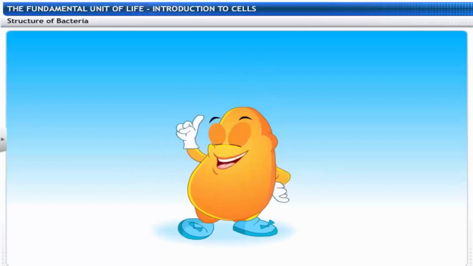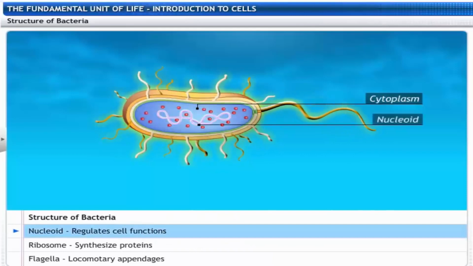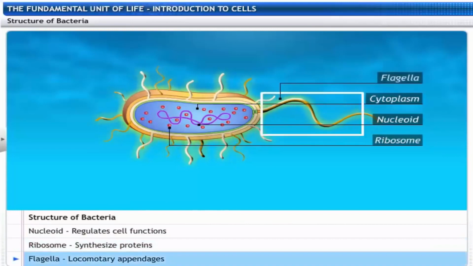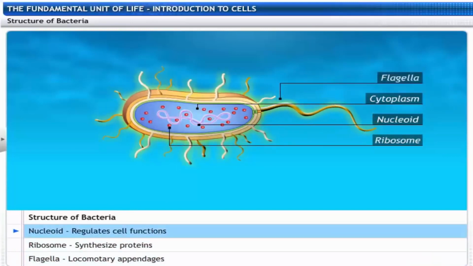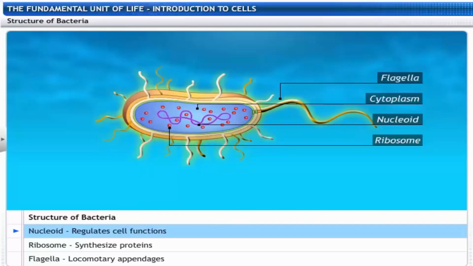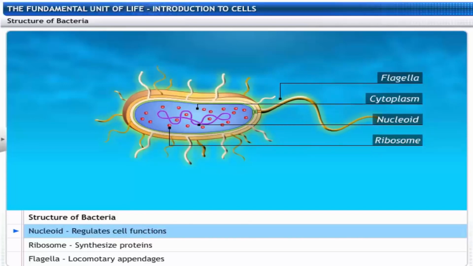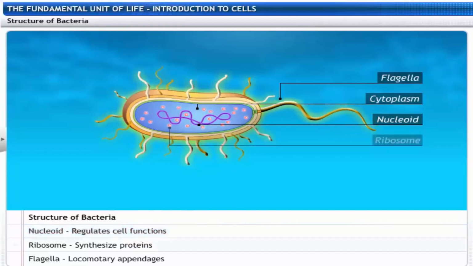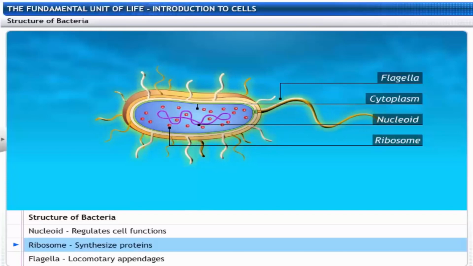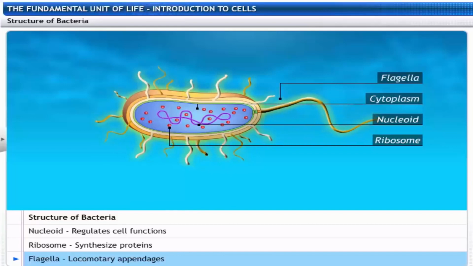Let's take a closer look at the cytoplasm. The cytoplasm contains the nucleoid, ribosome, and flagella. The nucleoid is a single large circular DNA molecule confined to the central region. It regulates all the functions of the cell. Ribosome transfers the genetic message into proteins. Flagella are appendages responsible for motility.